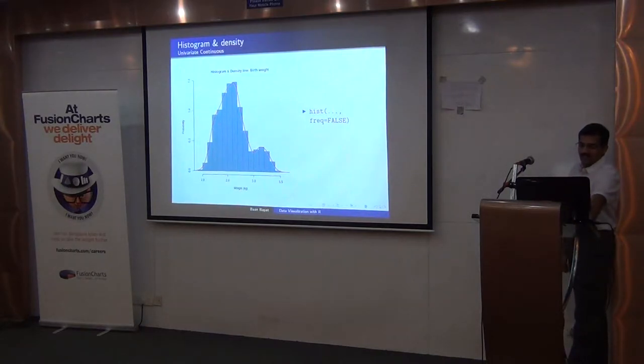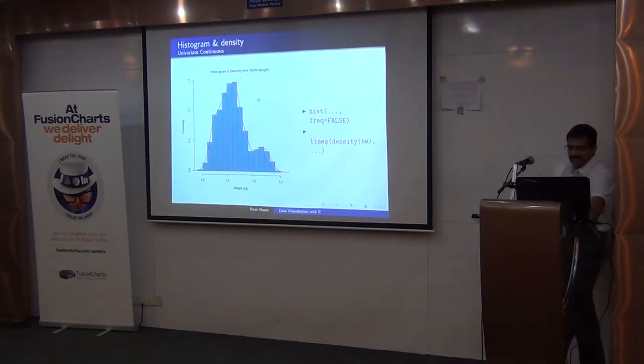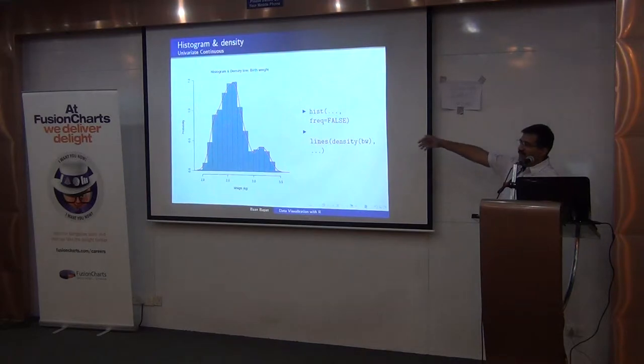So anyway, you have a histogram, and then you can add lines. You can add as many lines as you want. You can add another histogram on top of this, and so on. So I have set lines created by the density function of BW.